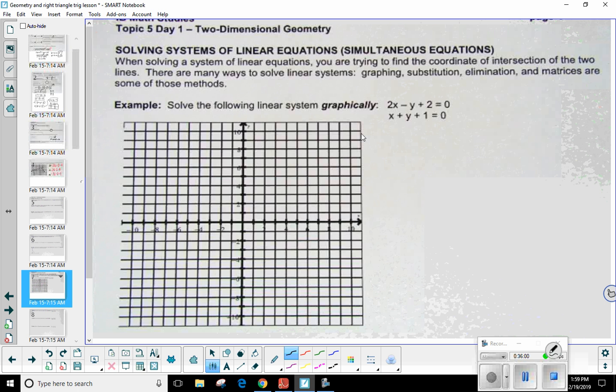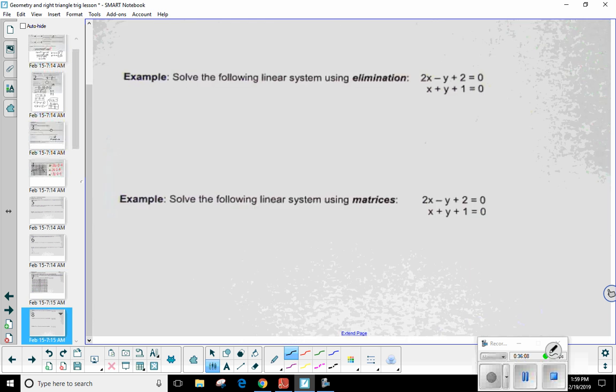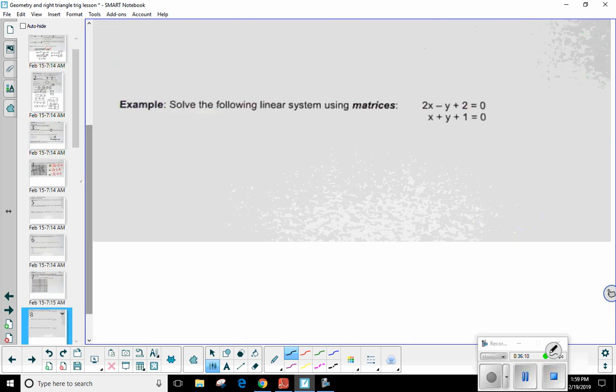Right? Even if you're trying to make it as accurate as possible, your odds are going to be a little off. So I would definitely use technology on that. But let's take a look at this system here. Solve the linear system using matrices.